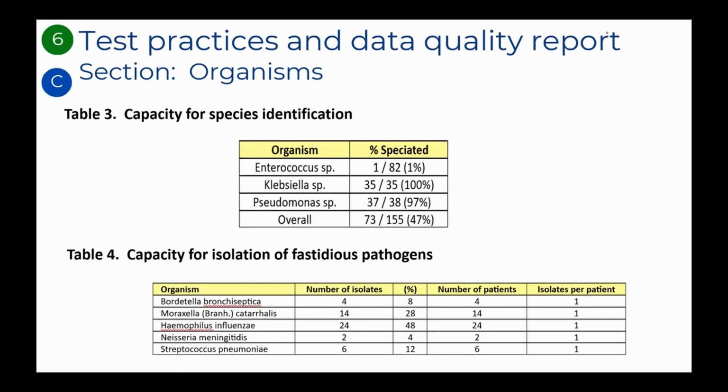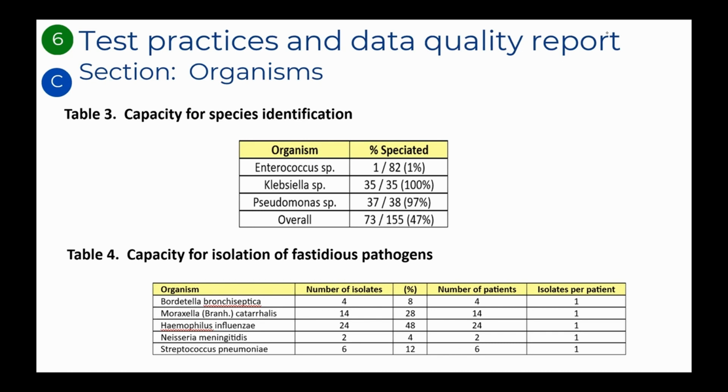In this slide, we are looking at quality from the perspective of laboratory capacity. In Table 3, we can explore the laboratory's capacity for the identification of bacterial species. In this example, we can see there are 35 isolates of Klebsiella, and the laboratory identified the species in all 35 isolates. On the other hand, in 82 isolates of Enterococcus, the laboratory only determined the species once. The findings suggest that the laboratory has good practices for the routine identification of gram-negative organisms. However, for this gram-positive organism, testing is primarily done by manual methods with a genus-level identification.